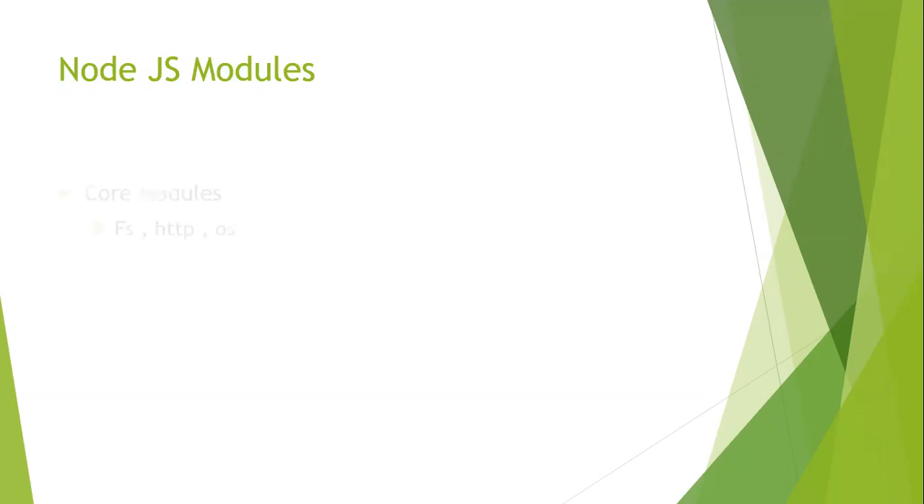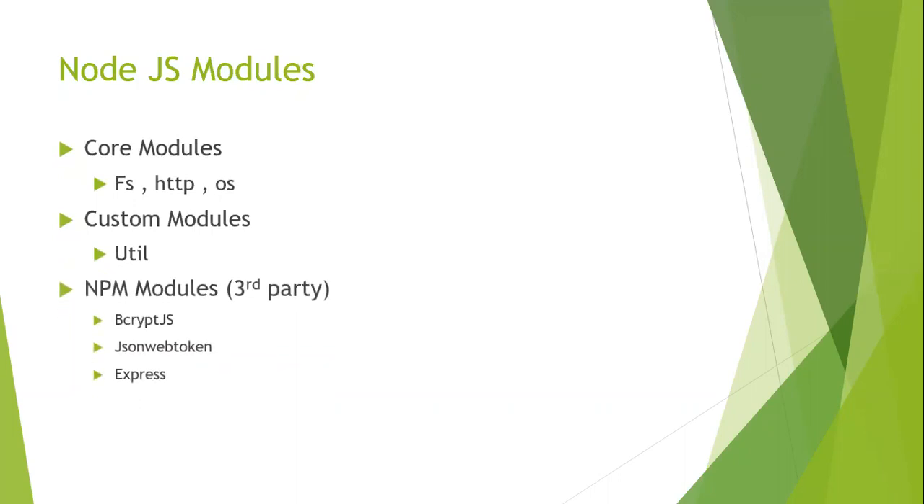Okay, and the very important part of Node.js is that it comes with three sets of modules. One is core modules, one is custom modules, and one is third-party modules. So if you want to develop a server-side application in Node.js, we have a set of modules. In order to understand Node.js modules, for example, let's talk about client-side JavaScript.